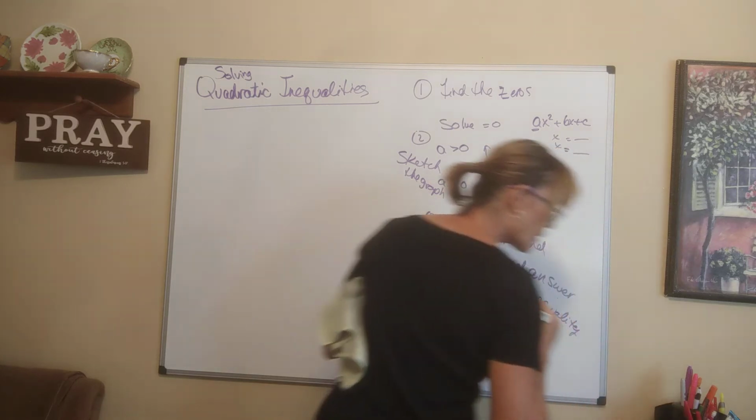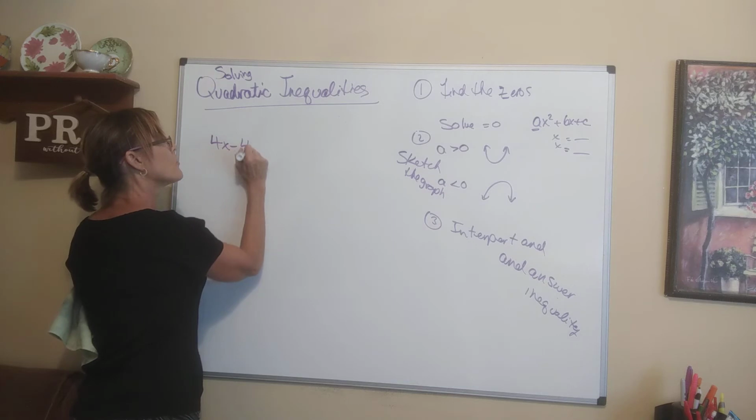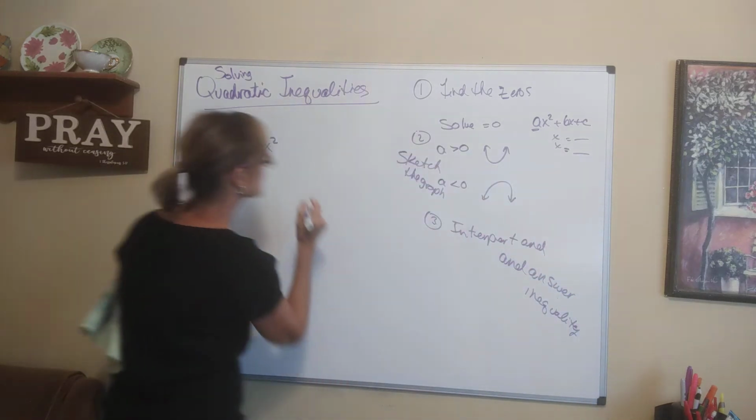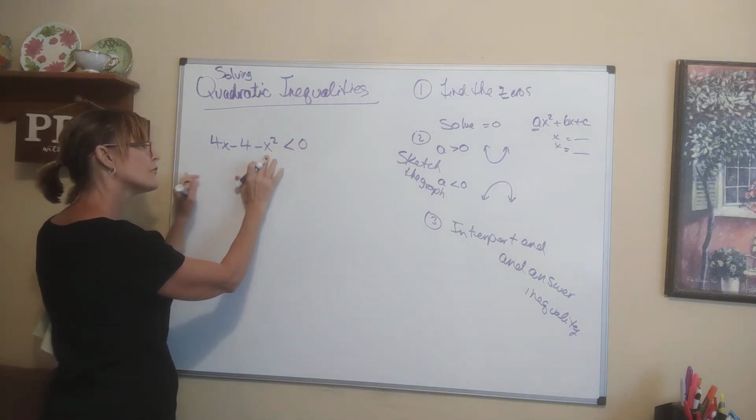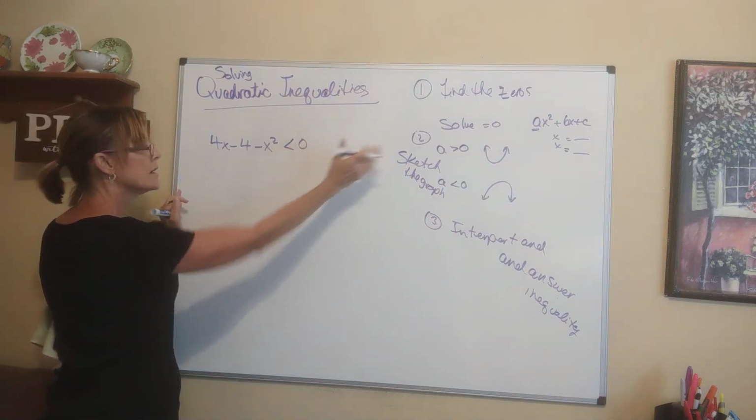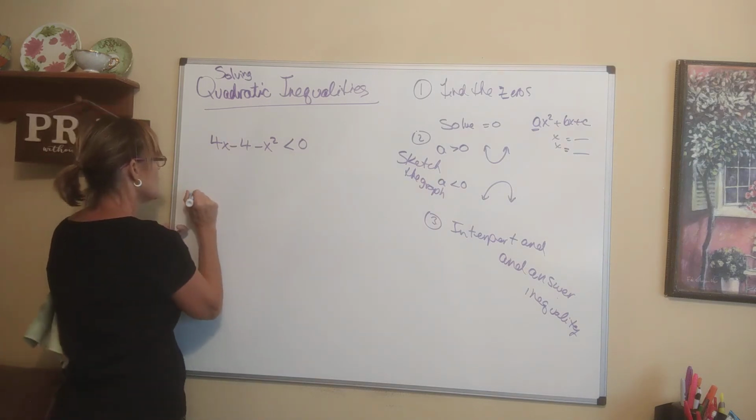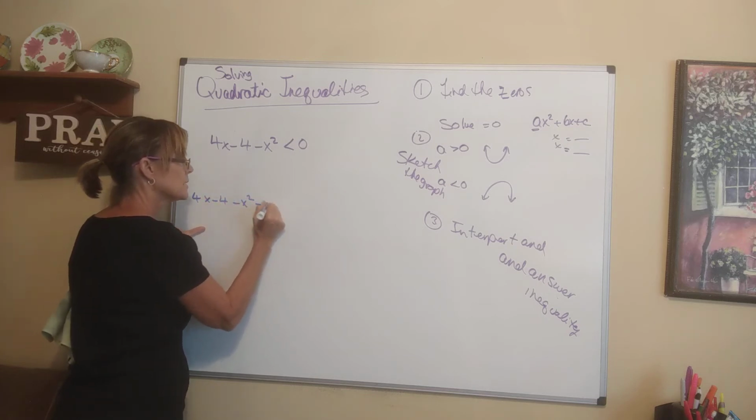4x minus 4 minus x squared is less than 0. Okay, this is what we're solving. Now, first, let's set up an equation. So let's solve this guy: 4x minus 4 minus x squared equals 0.